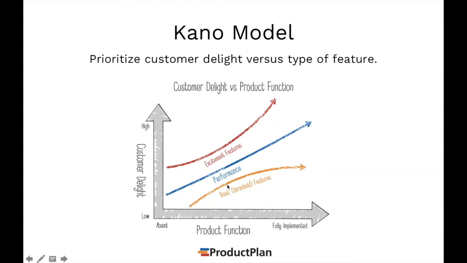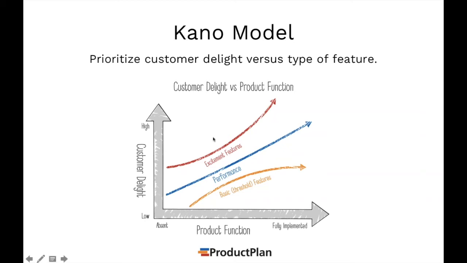Now, there are some features that give you a linear return, and these features we call performance features. As you invest in performance in your product or your app, you're going to get a commensurate return in customer delight. As you continue to make things faster and better in your system, your customers are going to continue to like you more, and you'll receive more customer delight.